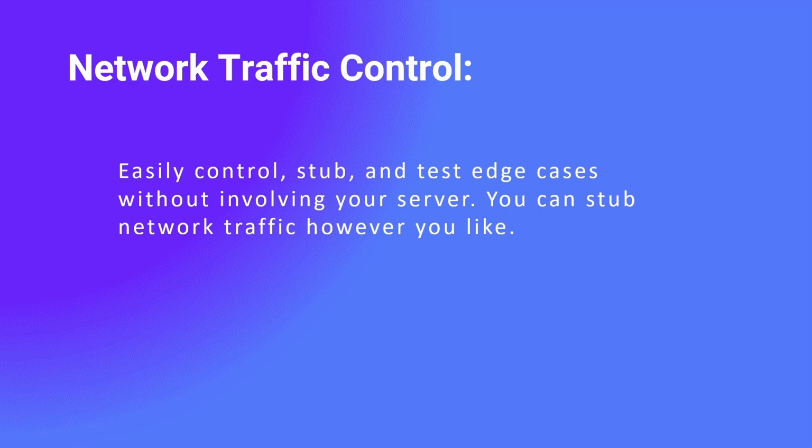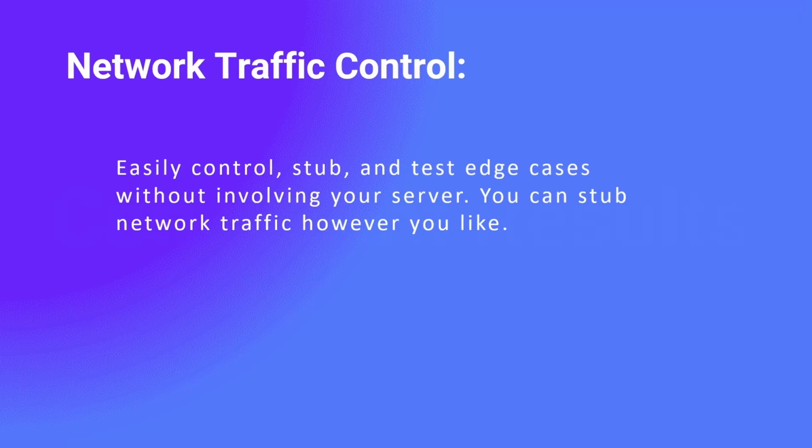Next, network traffic control. Easily control, stub and test the edge cases without involving your server. You can stub network traffic however you like. Stub is nothing but we can manually change the request body, response, status code and every option in the request. This is called stub. We can do it in Cypress itself. So we don't need to call a server or any other things.